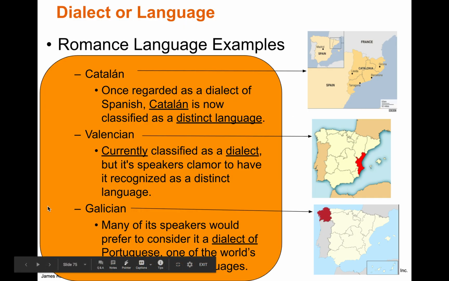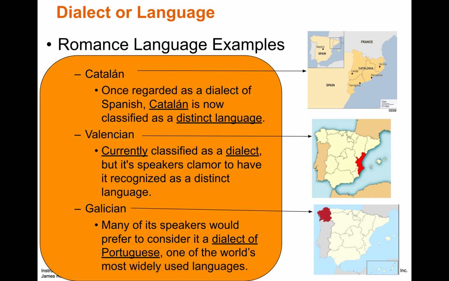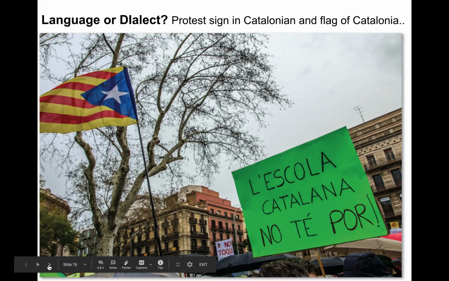We look at other Romance languages such as Catalan, Valencian, and Galician. Catalan is a distinct language. Valencian is currently a dialect, but its speakers clamor to have an individual language recognized. And many Galician speakers would prefer to consider it a dialect of Portuguese. Here we look at Catalonia with a protest. Again, Catalans are fighting for an independent language instead of a dialect of Spanish.